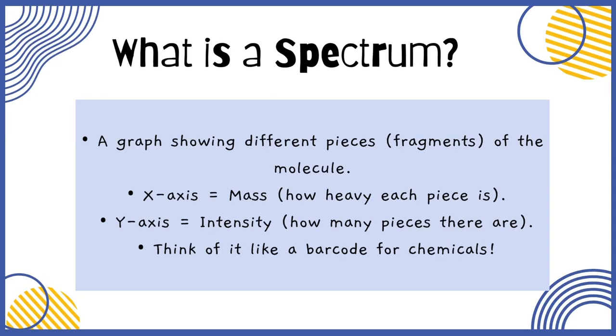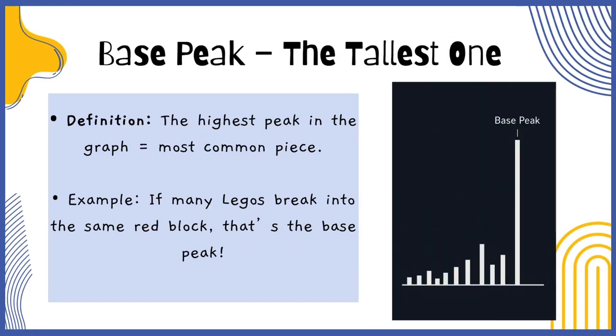And what is a spectrum? A spectrum is a graph showing the different fragments of the molecule. It is a graph between the x-axis and y-axis. The x-axis means mass, how heavy each piece is, and the y-axis is intensity, how many pieces there are. Now we will discuss the different peaks: base peak, molecular ion peak, and ionic peak.